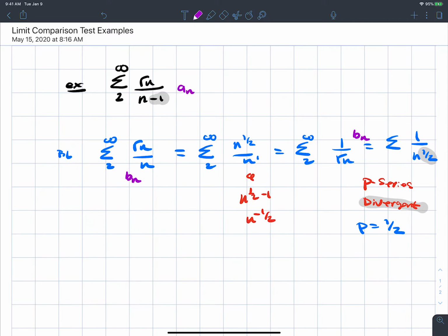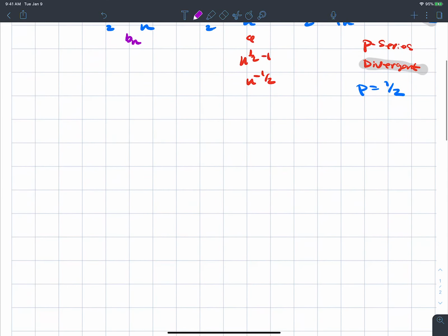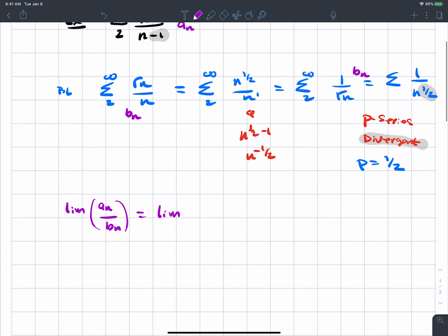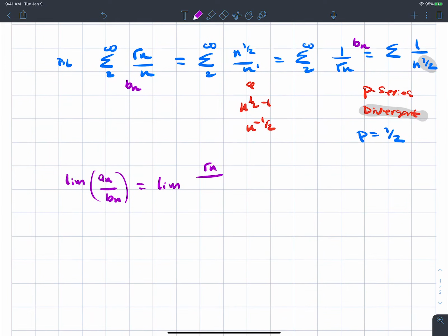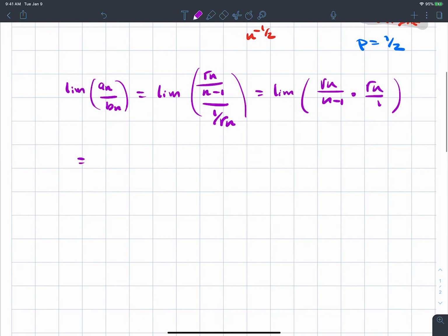That's our b_n. So we're going to use the limit comparison test. We're going to look at the limit of the ratio of a_n over b_n, which is the limit of the square root of n over n minus 1, over 1 over the square root of n. So we're going to take that product, square root of n times square root of n, and we end up here with n over n minus 1.